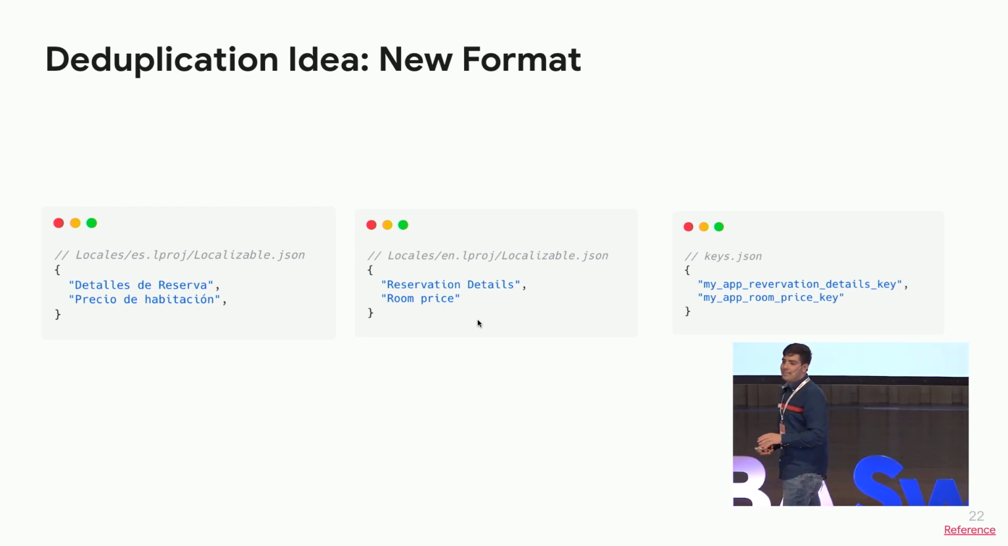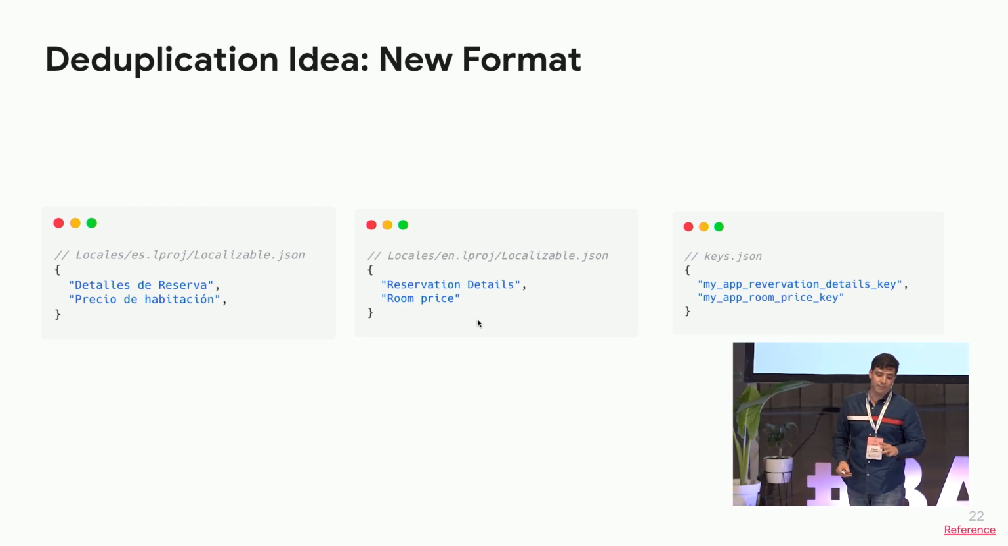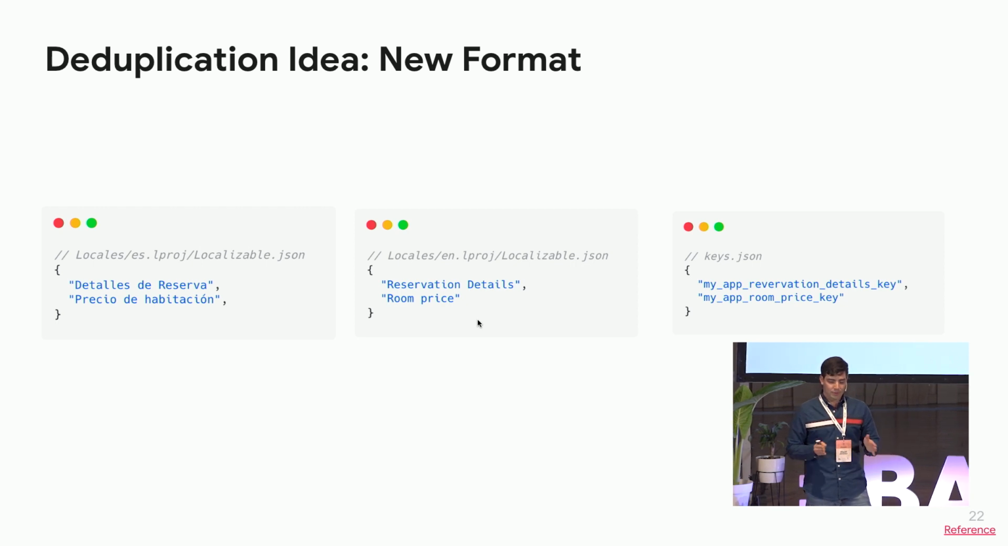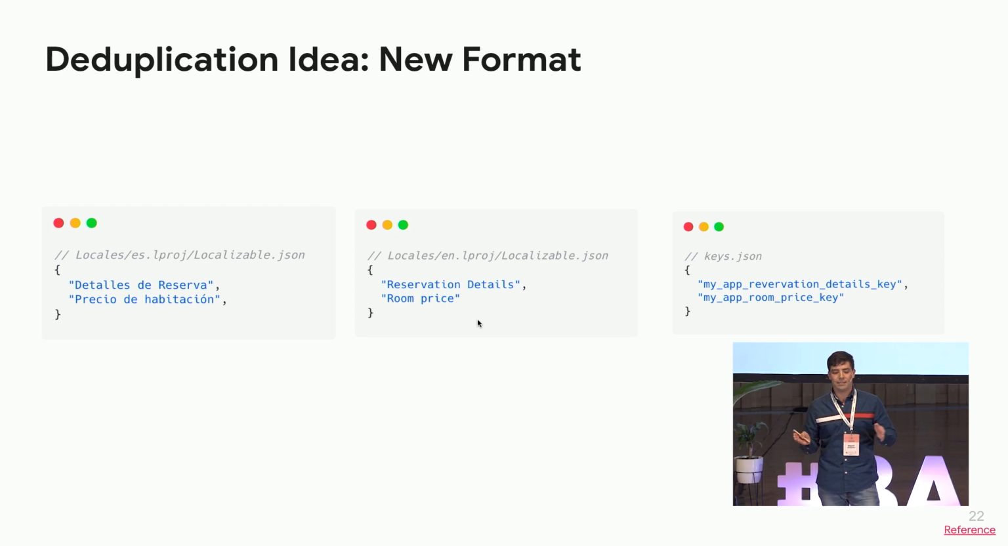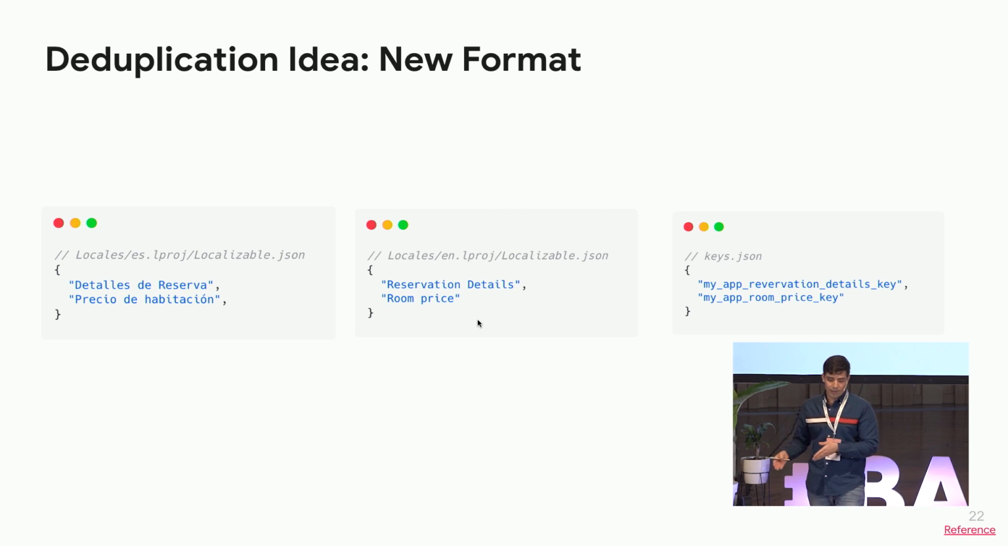So in this new format, now instead of having two files, we have three files. And let's review them one by one. On the first one, we have the English version, but this is an array, and it only has the actual translation. If we take a look at the second one, we have the English version, and it's only the translation. And on the third one, we have a global list of keys where the keys appear only once across our app. So we remove the duplication on this new format.